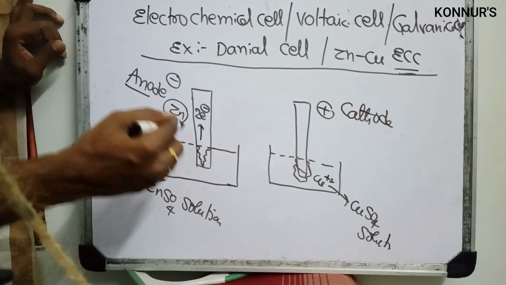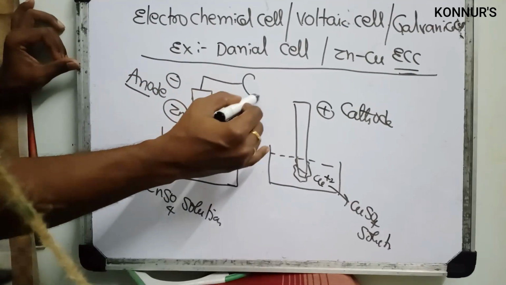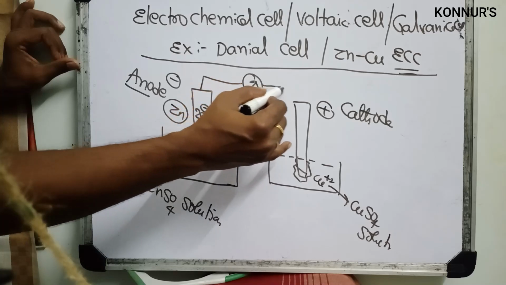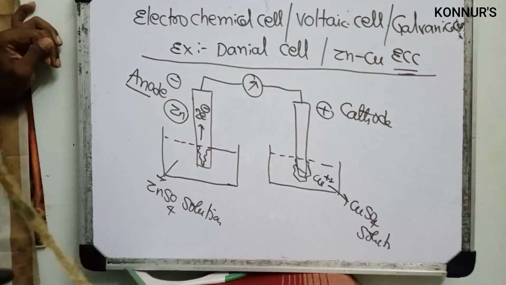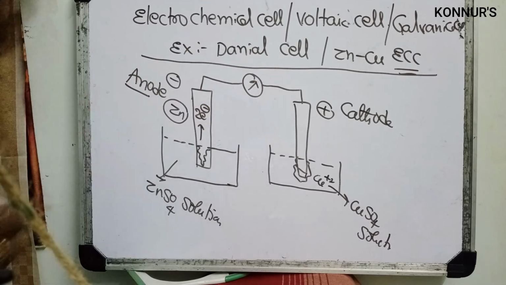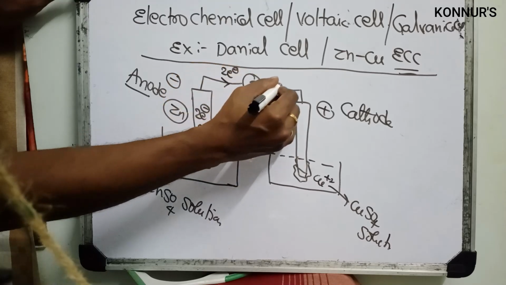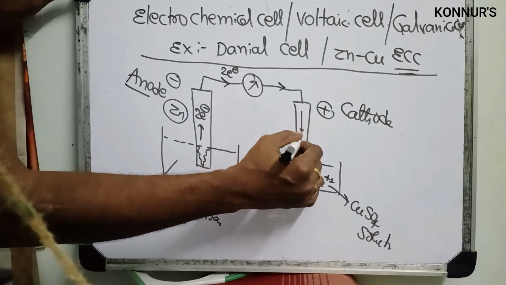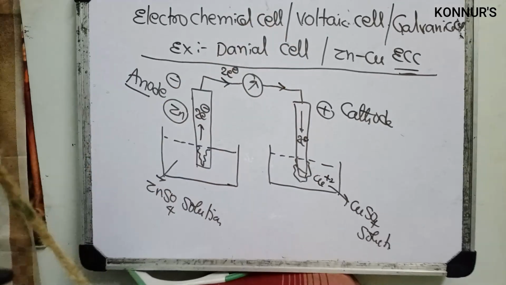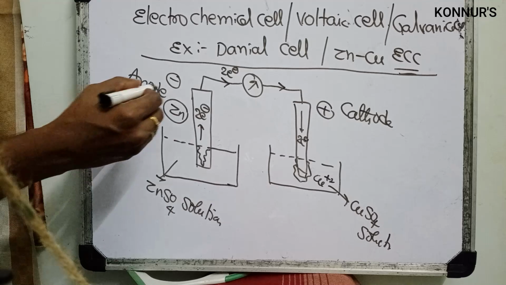Now what happens, this is a negative charge, this is a positive charge. Both are connected externally with a bulb. Suppose you put a bulb, the bulb is glowing. That means the electrons are moving, going from here to here, so current is generated.